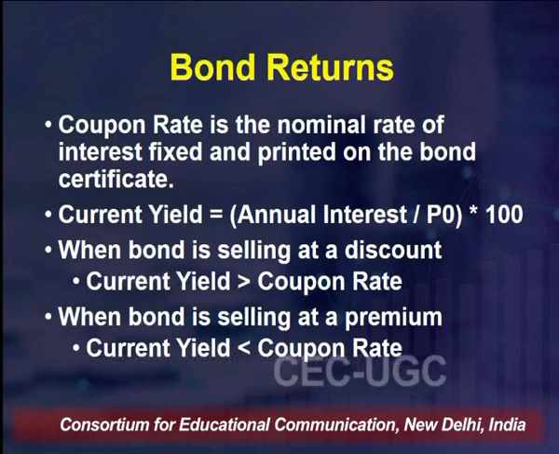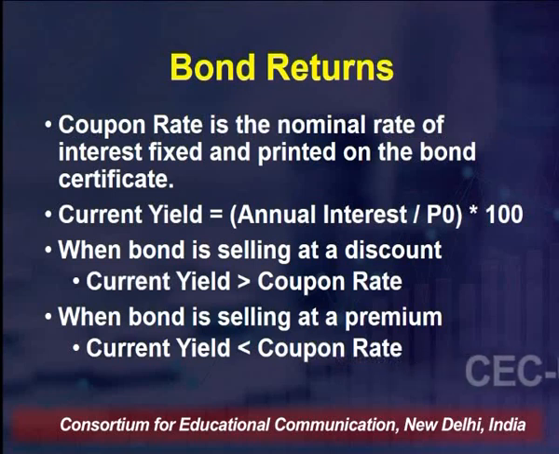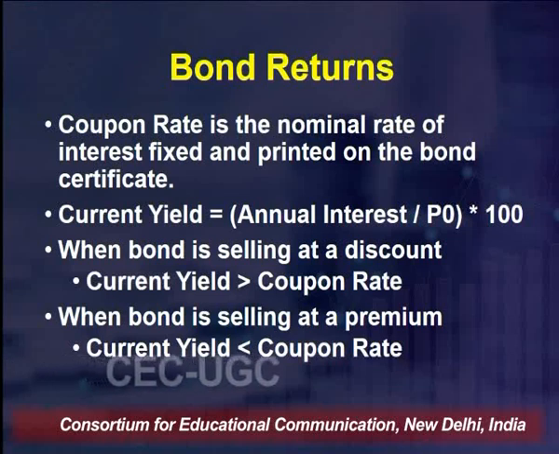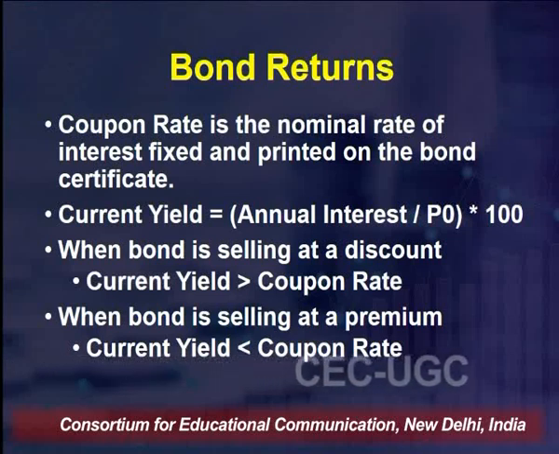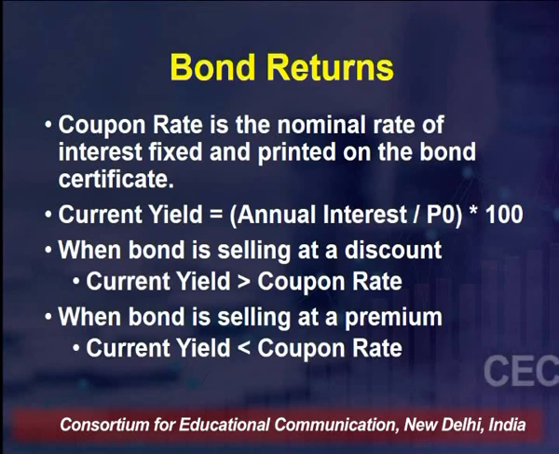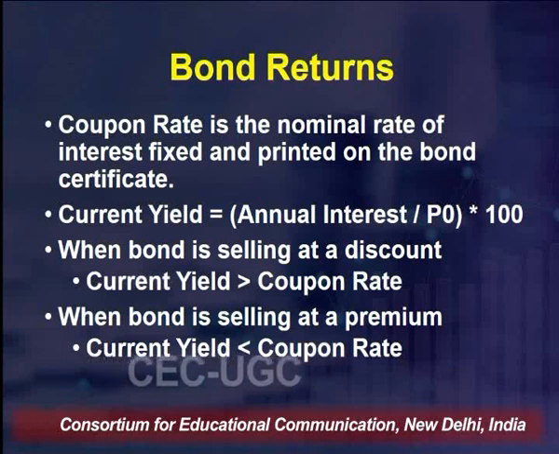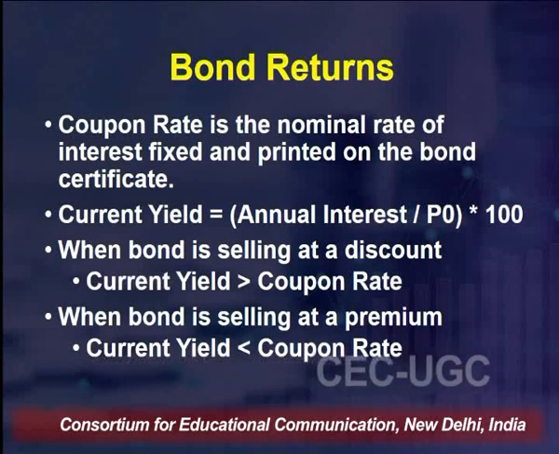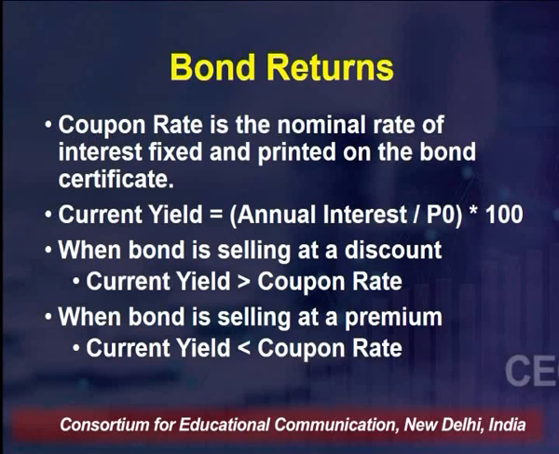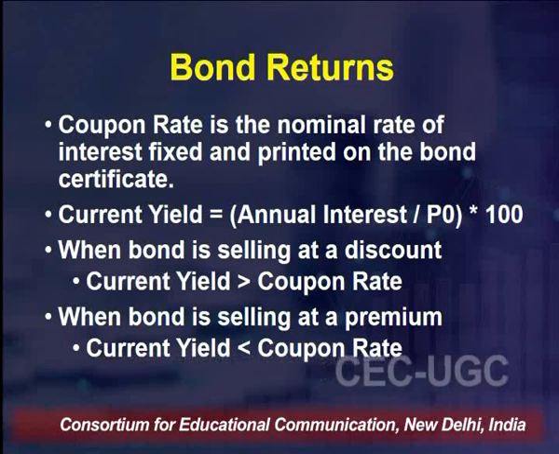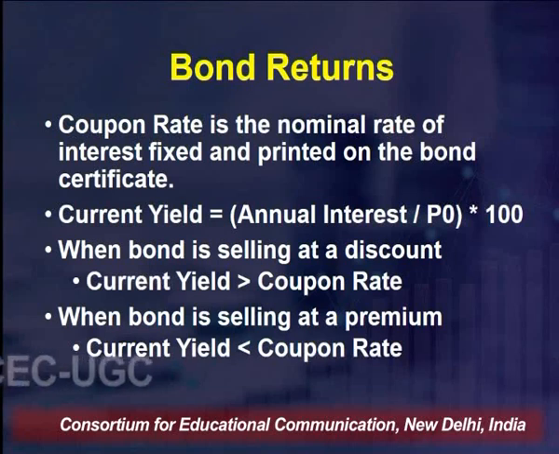The second type of return is known as current yield, that is, the profit which you are getting as on date. Suppose you are not the first person to buy this bond and you are buying it from the market right now. The annual interest which you get on this bond divided by the current market price, that is P0, multiplied by 100, gives your current yield. Currently, what is your profit? What is the rate of interest? What is the benefit which you are getting? That calculation is done as annual interest divided by P0 into 100.